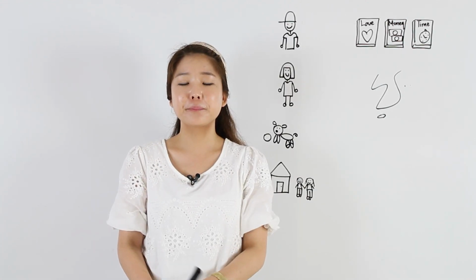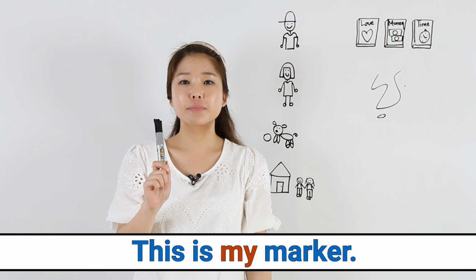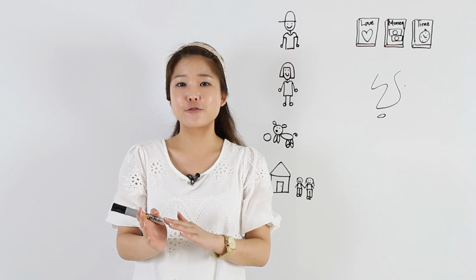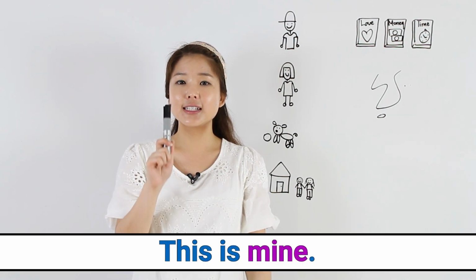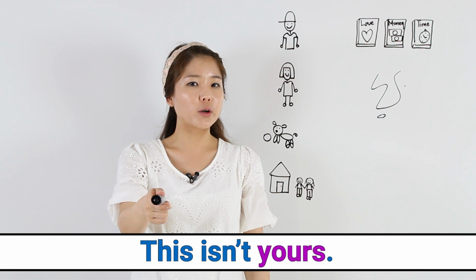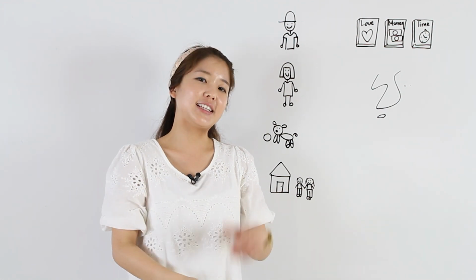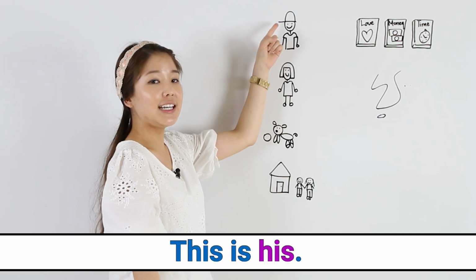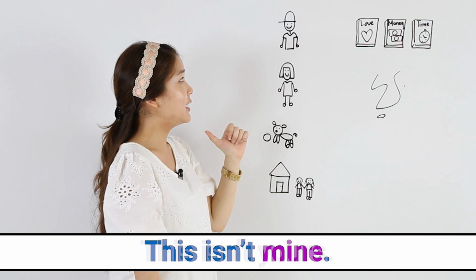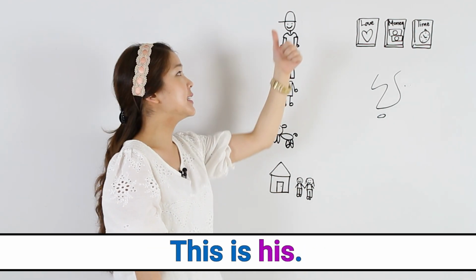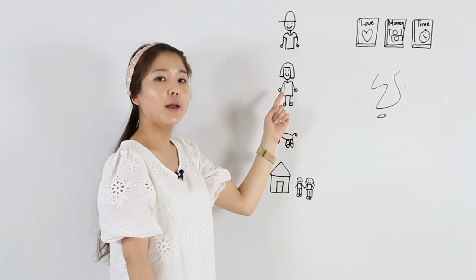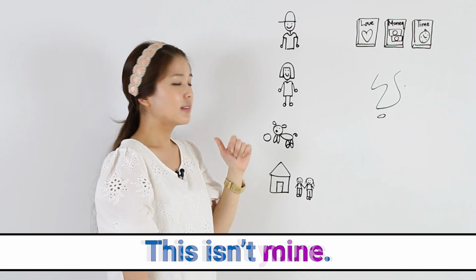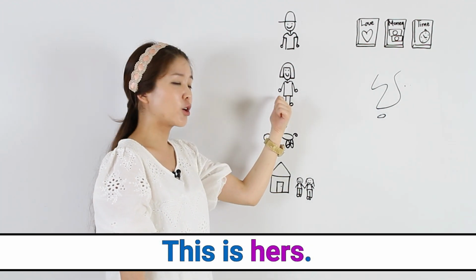Let's practice together. Now, this is my marker. But with possessive pronouns, you do not have to put a noun after, okay? So I can say, this is mine. This isn't yours. This is mine. Okay, let's look at the board. This boy has a hat. So we say, this is his. This isn't mine. This isn't yours. This is his. The girl has a dress. This is hers. This isn't mine. This isn't yours. This is hers.